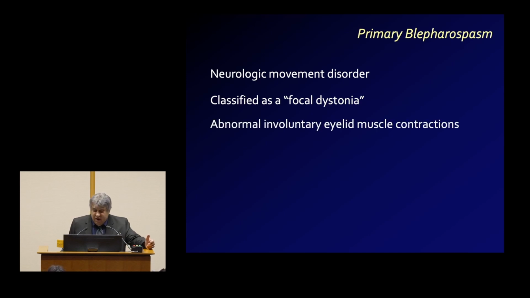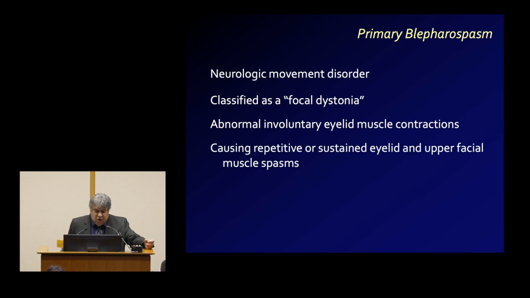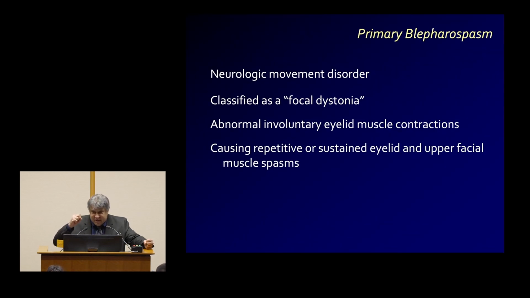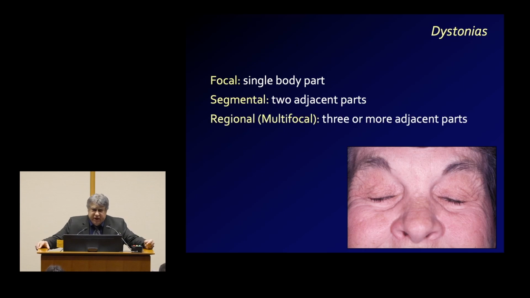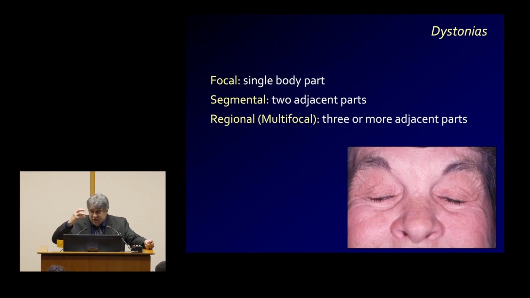These are abnormal involuntary muscle contractions. They cause repetitive and sometimes sustained contraction of the muscles. And dystonias, there are lots of classifications of dystonias, but for our purposes, they can be focal, where they involve a single body part, such as the eyelids. They can be segmental, where they involve two adjacent parts, such as the eyelids and the mid-face. And they can be regional, where they involve three or more adjacent body parts. So eyelids, mid-face, maybe cervical dystonia or the vocal cords.